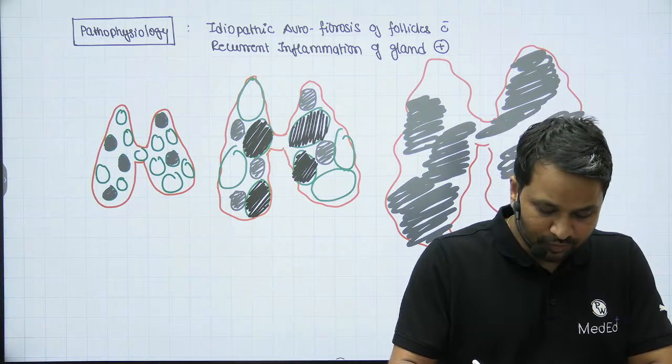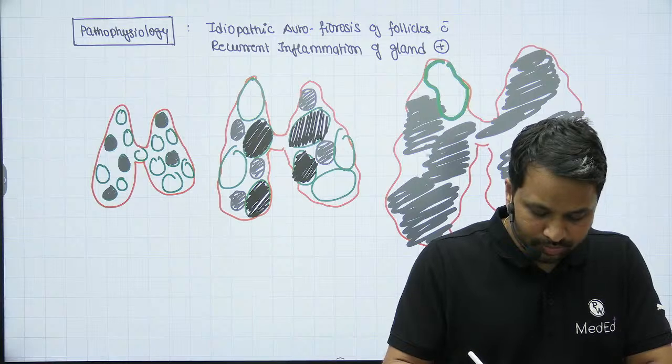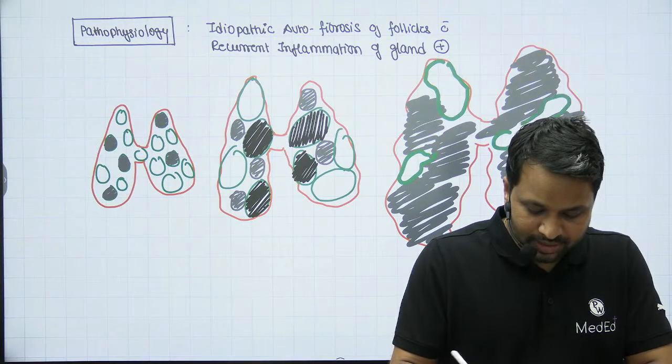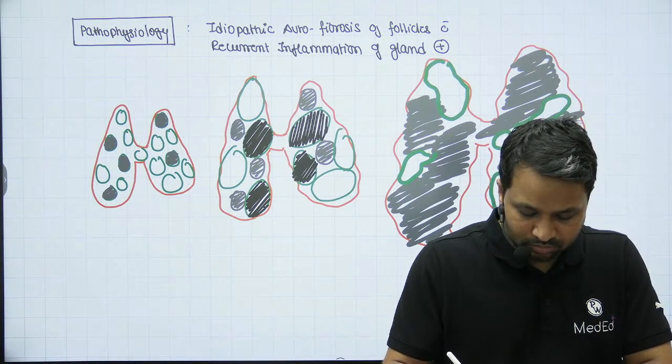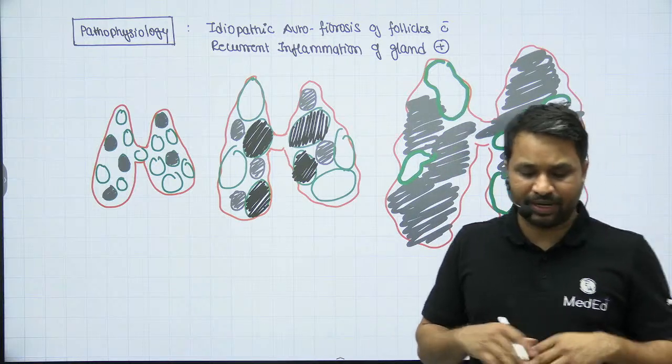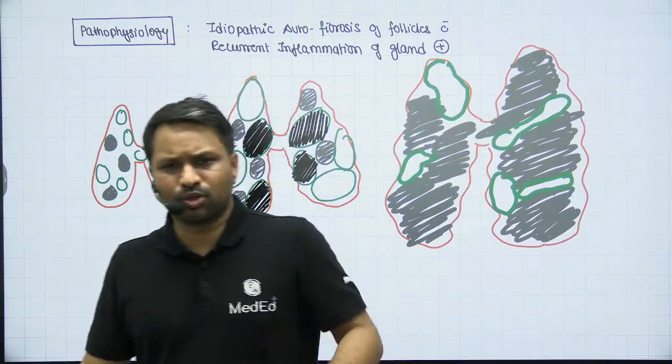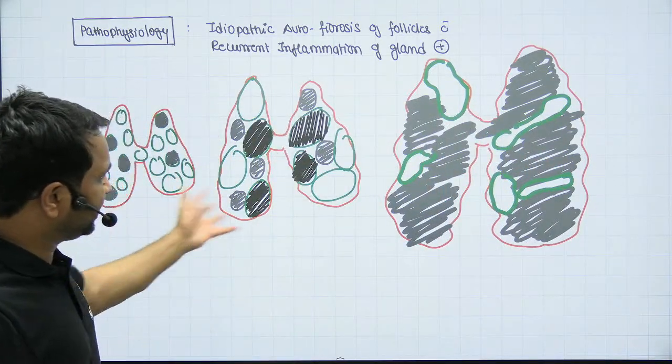You will notice the follicles which are left behind are trying to compensate. These are the few follicles which are left behind, and they are trying to take care of whatever is left behind. But eventually these follicles will also give away, hence resulting in this whole process.